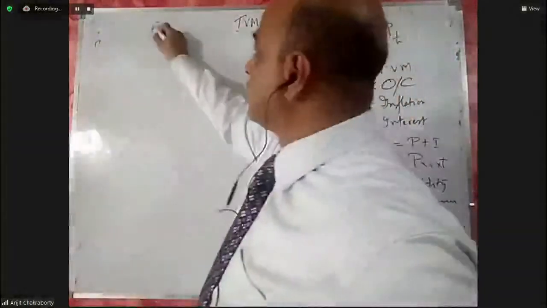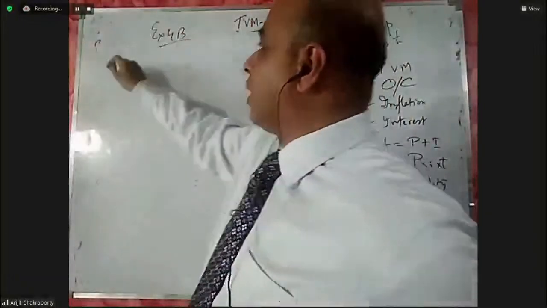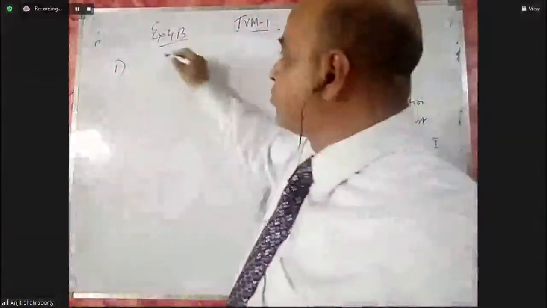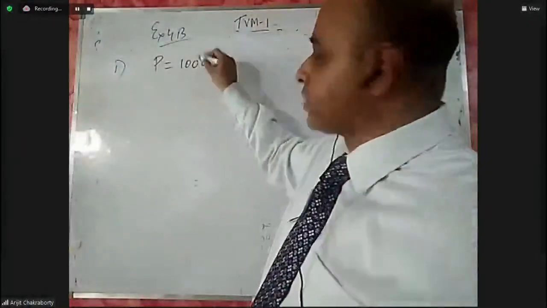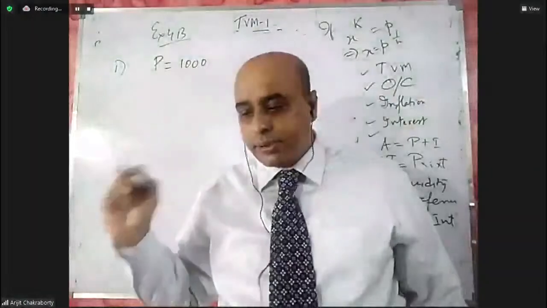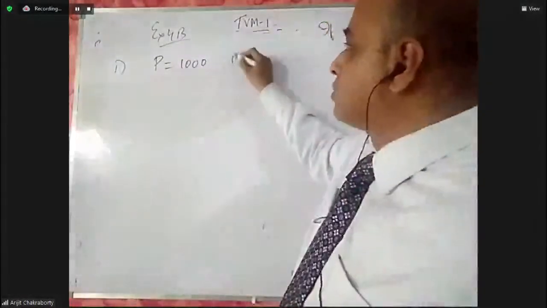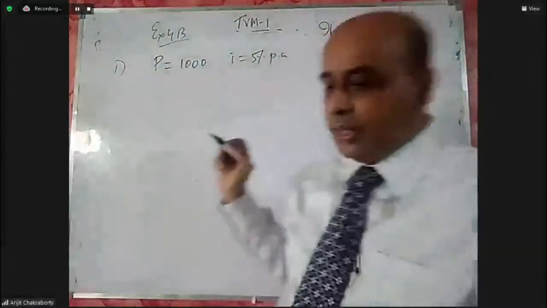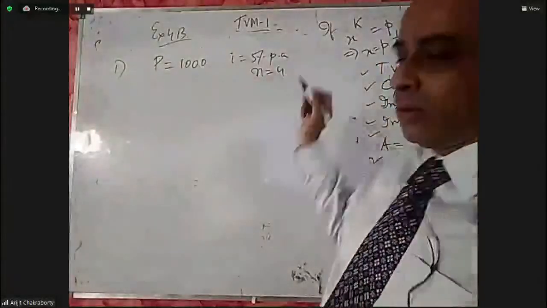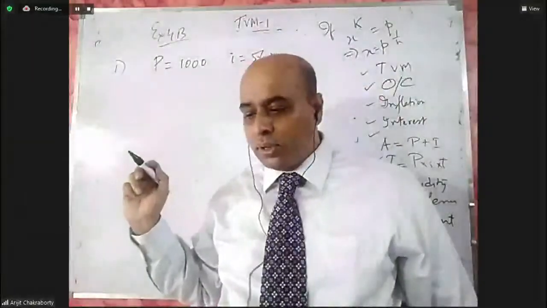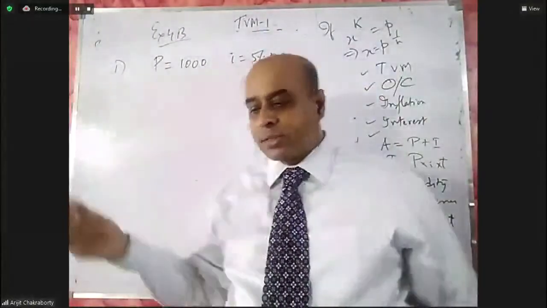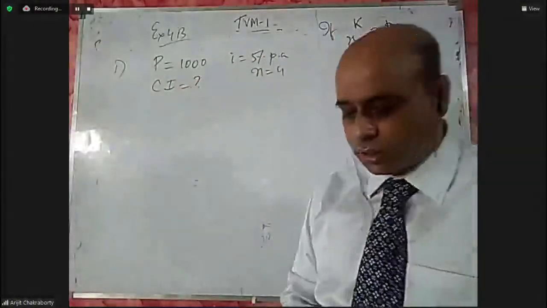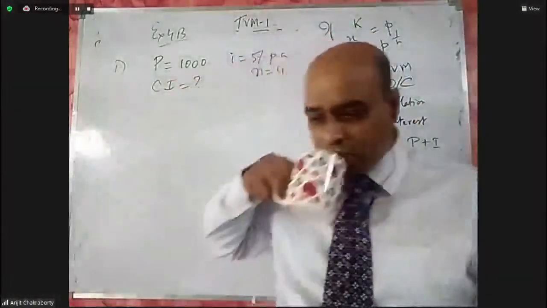Now, exercise 4B, let us do number 1. Principal P is given as 1,000. Interest rate is given as 5% per annum. n is 4, that is, the number of compounding periods is 4. So how much is the compound interest? What will be the CI? We have to put in the formula and see.